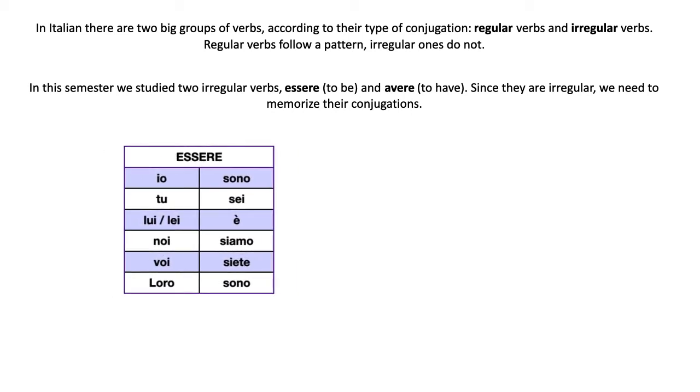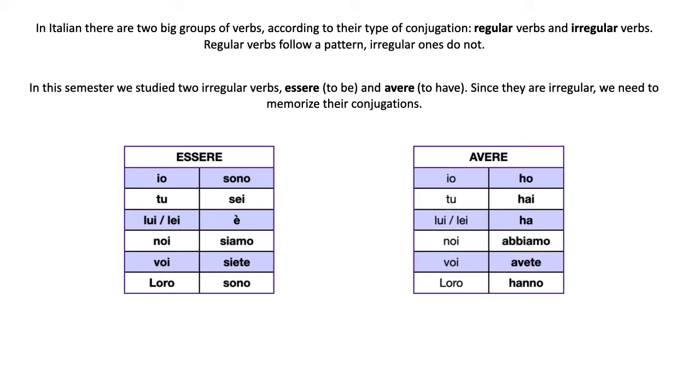One of them is essere, which means to be, and goes, of course, like this. Io sono, tu sei, lui, lei è, noi siamo, voi siete, loro sono. And then there's avere, which goes, io ho, tu hai, lui ha, noi abbiamo, voi avete, loro hanno. Right?